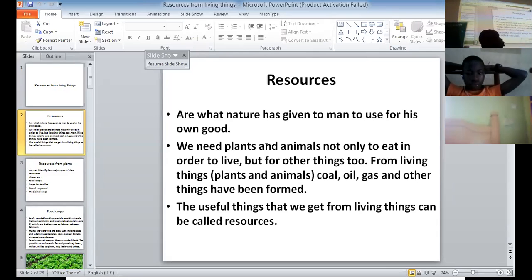So coal, oil, gas, and other things have been formed. So that means that the resources that we need in our environment are majorly formed from plants and animals. What do you say? Don't copy the note, just look at it.